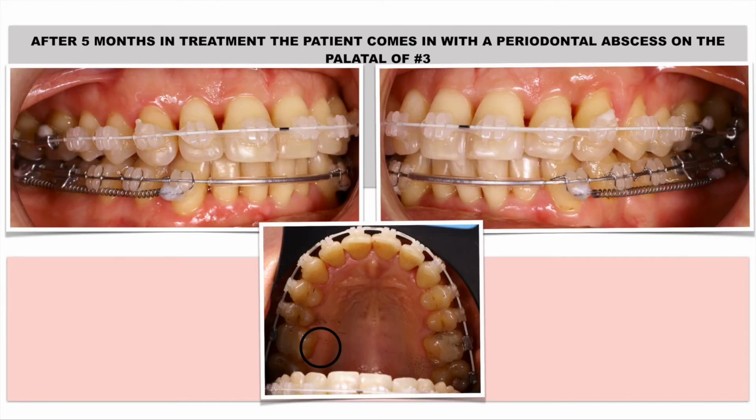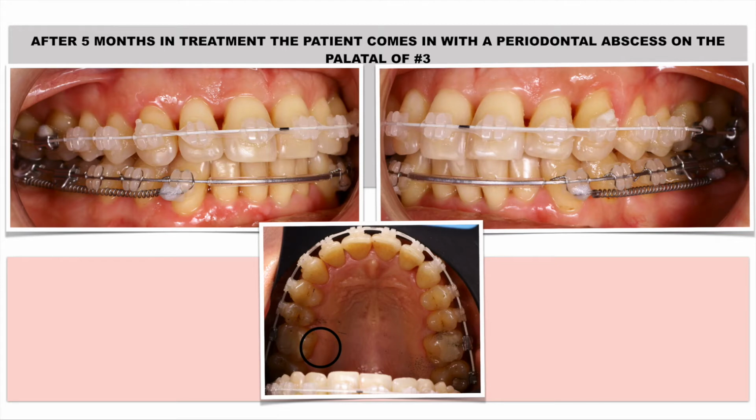At approximately 6 or 7 months into treatment, the patient came into my practice saying that she had some pus coming out from around her number 3 on the upper. She was complaining of not being able to chew on that side, and of severe pain, and she was asking me to do something.